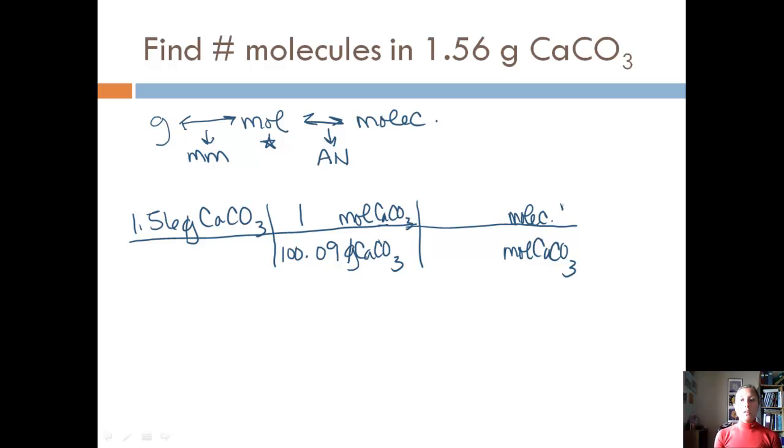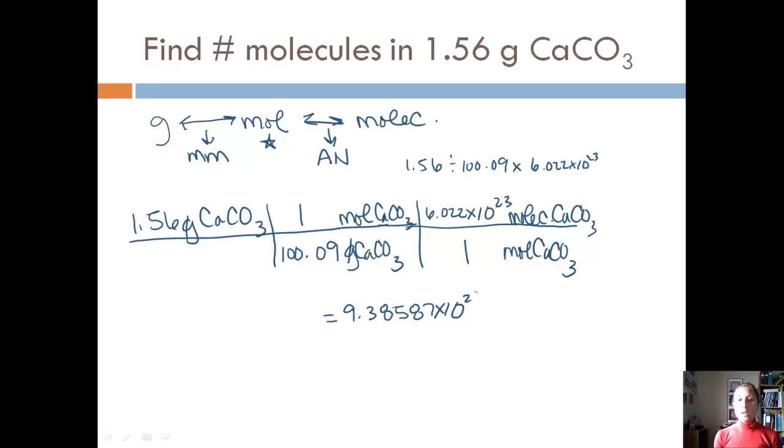And then molecules go on the top. And I know for every 1 mole of calcium carbonate, Avogadro's number says that there are 6.022 times 10 to the 23rd molecules. So when I put this in my calculator, I'm going to take 1.56. Anything on top gets multiplied, anything on the bottom gets divided. So divided by 100.09, and then times 6.022 times 10 to the 23rd. So if I do all of that, I should get 9.38587 times 10 to the 21.